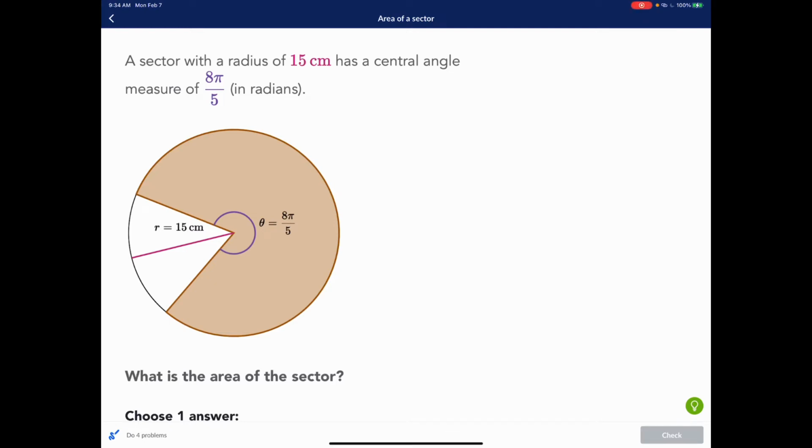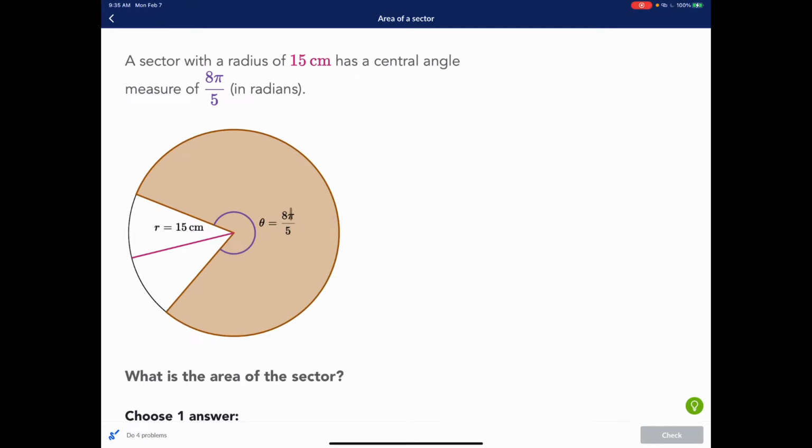Hello everyone, today we're going to take a look at this problem and solve for the area of a sector. As you can see, we are given a radius of 15 centimeters and a measure of 8 pi over 5 in radians. The area of a sector is just this colored part. You can think of it like a pizza, and we're going to try to find the area of that piece. So let's go ahead and see how to find that.